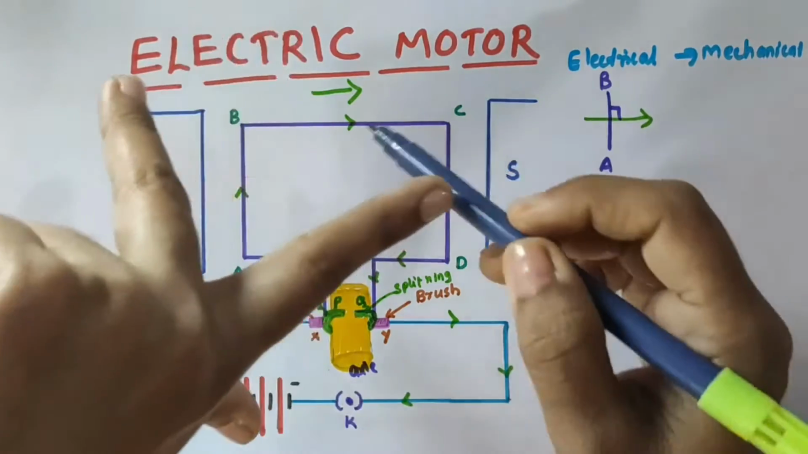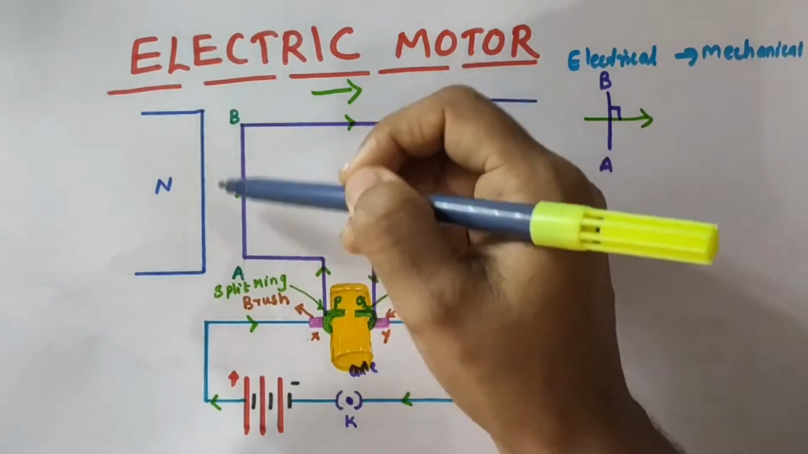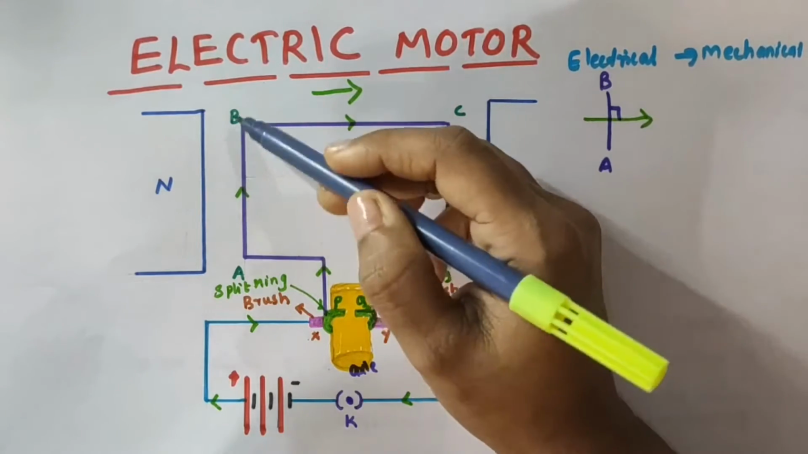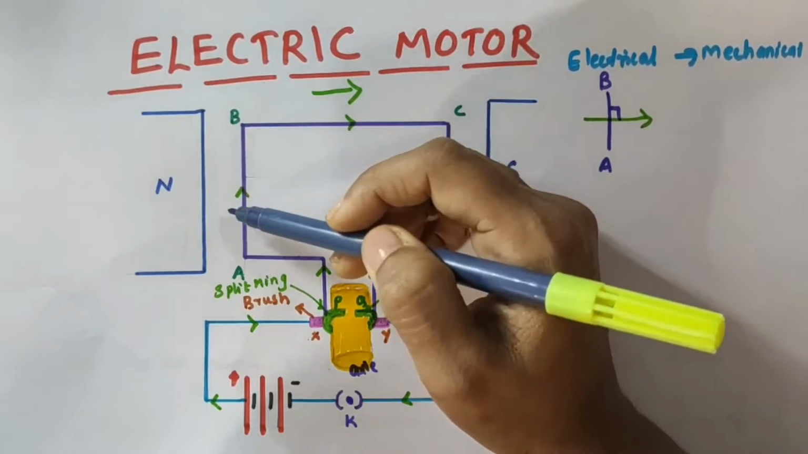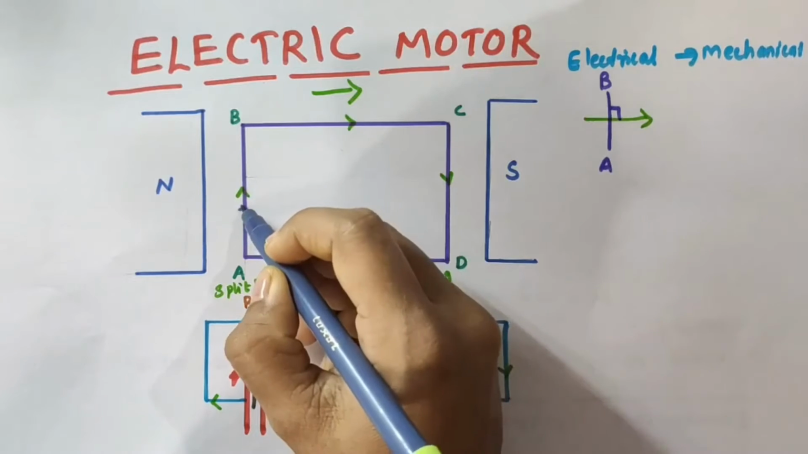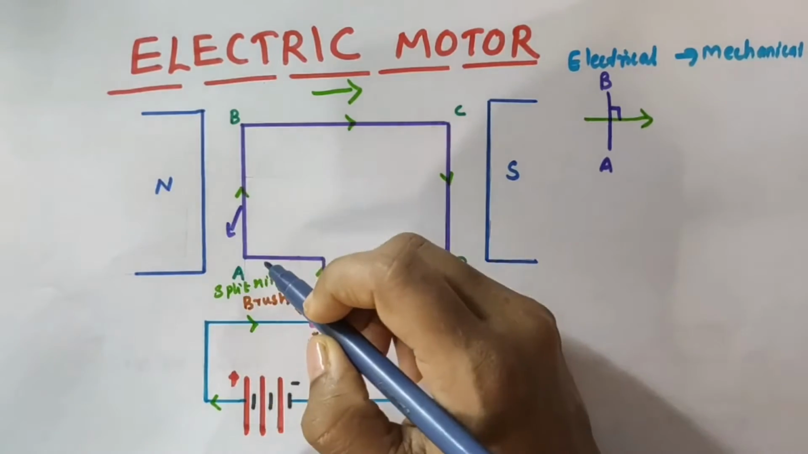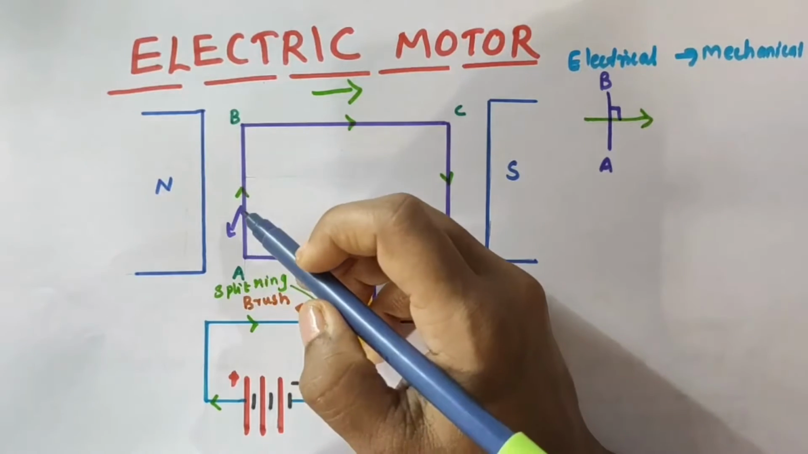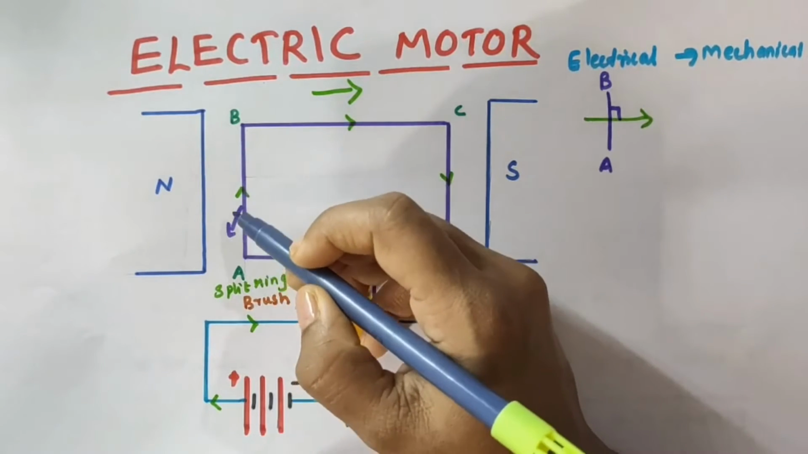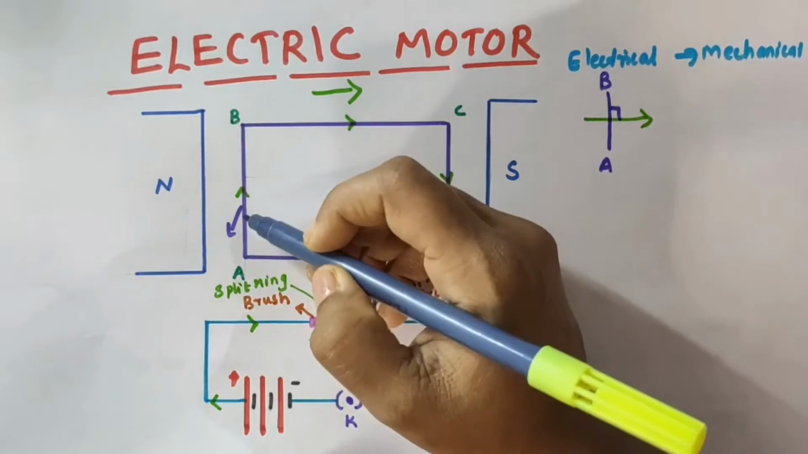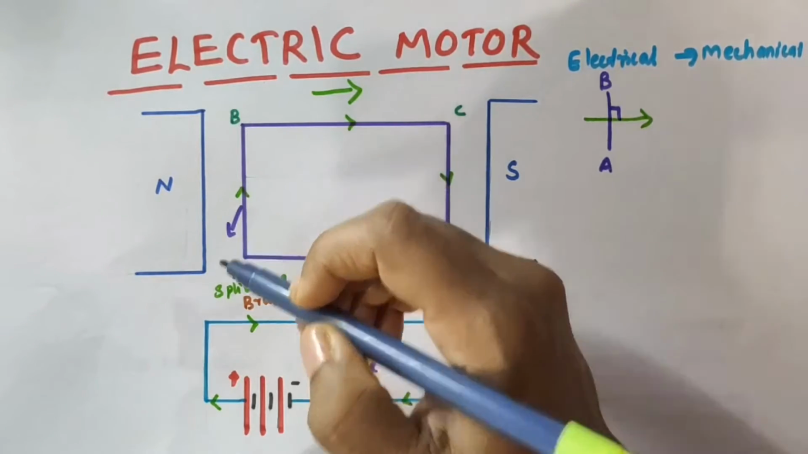Understand, the AB will be pushed inside. The force will be experienced by this AB inside. So this is the direction we are showing here, that will be inside the paper. AB will be pushed inside, or downward, you can say.